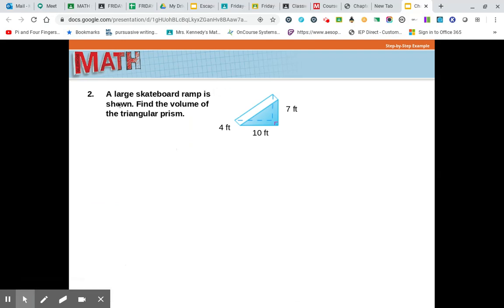Number 2, a large skateboard ramp is shown. Find the volume of the triangular prism. So here, they didn't really throw in an extra number or whatnot. They didn't give you like the hypotenuse or anything, which is perfect.